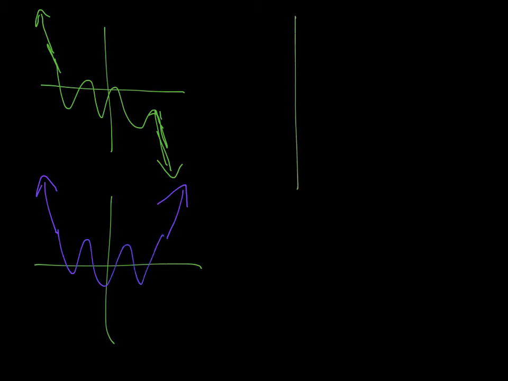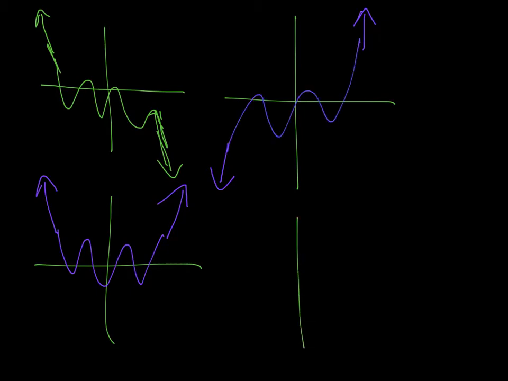Sometimes they cross the x-axis, sometimes they don't. So I could have, maybe it's going off to infinity here and here. Oh, actually that one is going to cross the x-axis. Let me give you one that's not crossing the x-axis. I could be going off to infinity here and here with my bumps all happening here.